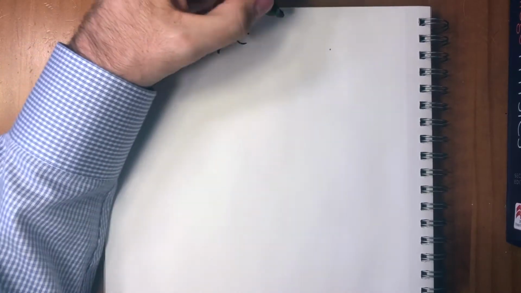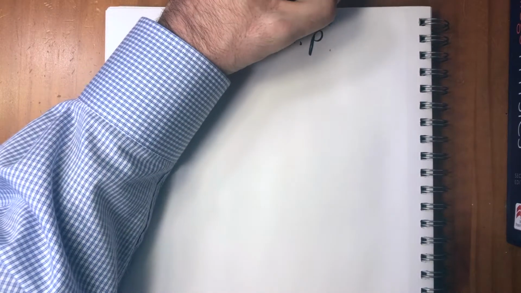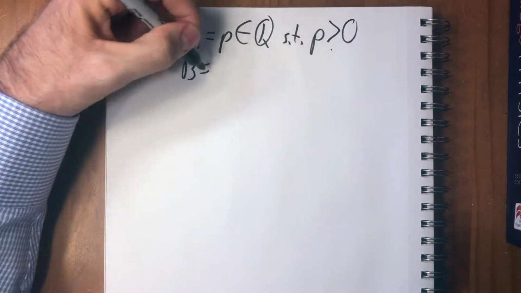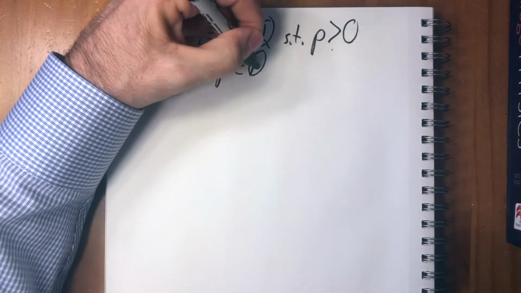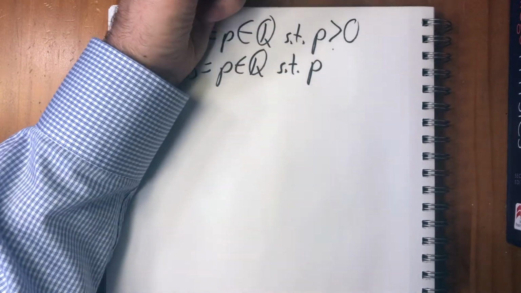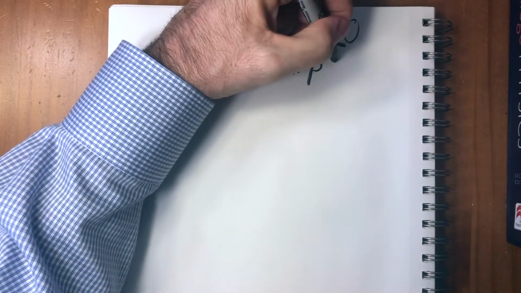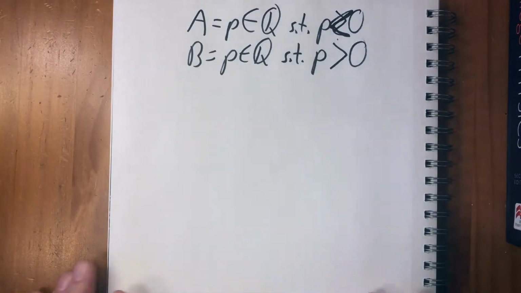If we change the definition of B slightly, so P is greater than 0, if we change B, so wait, did I do that wrong? Yeah, sorry. A is everything less than 0. B is everything greater than 0.